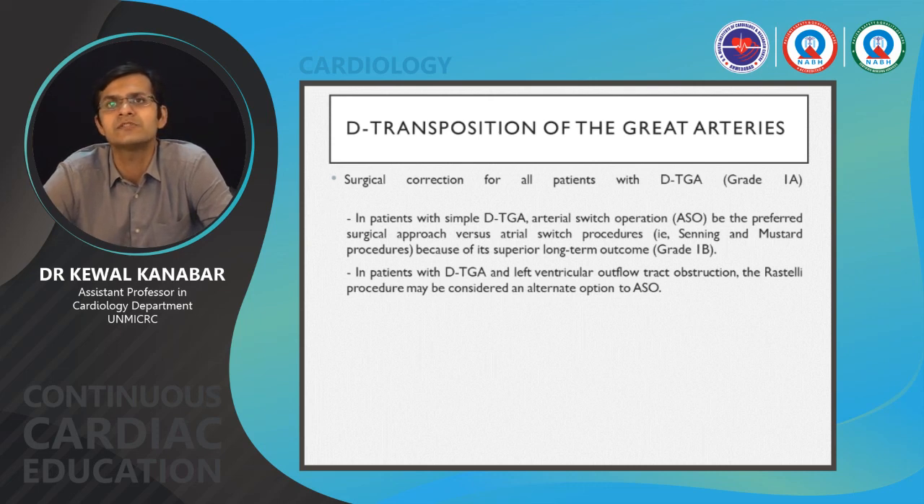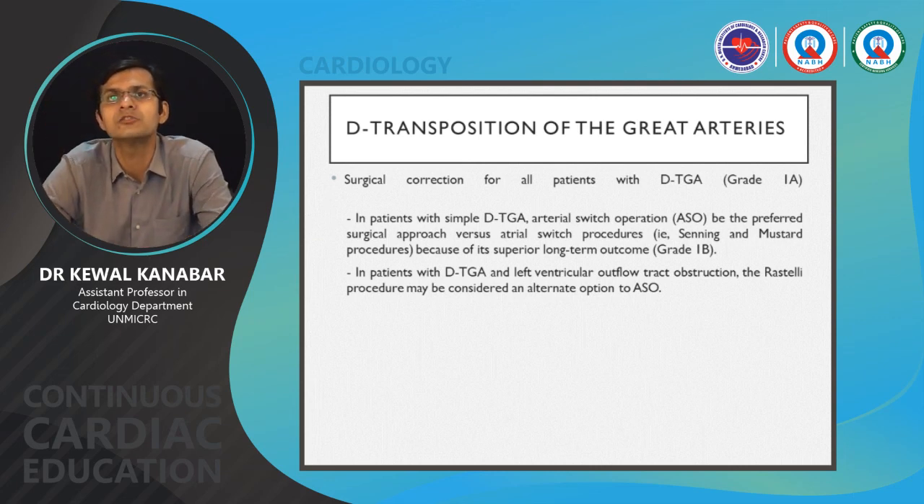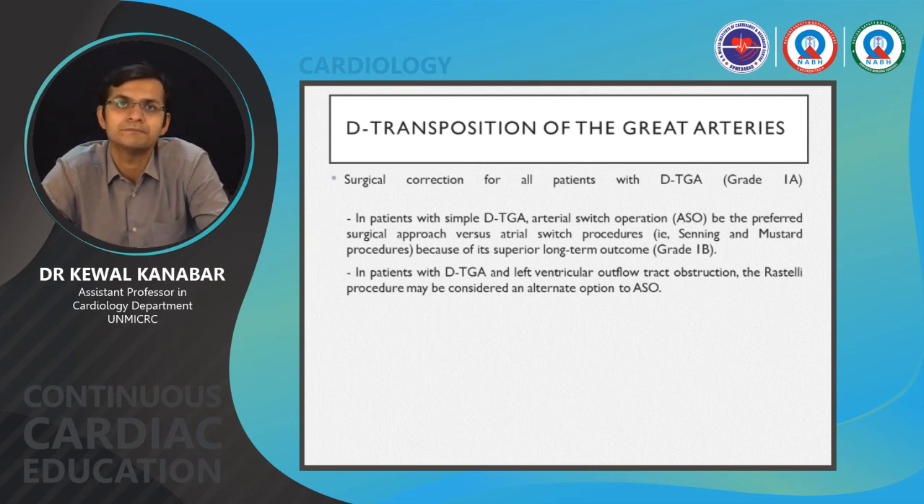So in arterial switch, we are going to switch the two arteries. The aorta is now going to be connected to the left ventricle and the RV is going to be connected to the pulmonary artery. The coronary buttons also need to be transferred from the respective great vessels to the new aorta. So the coronary arteries which were present in the previous aorta now need to be switched to the neo-aorta.